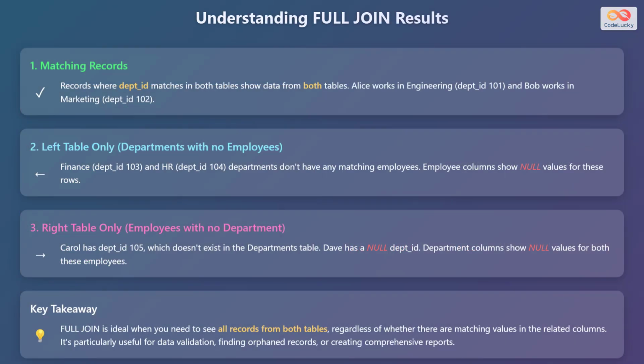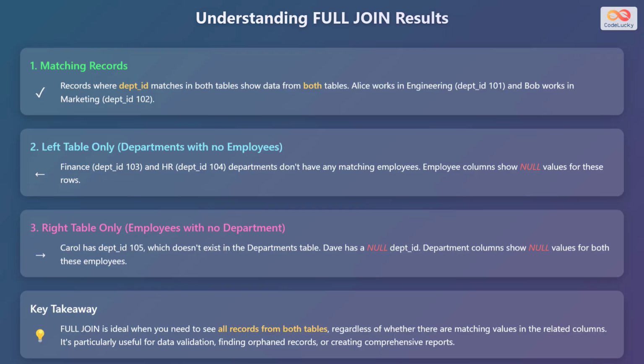Let us understand the full join results. Records where department_ID matches in both tables show data from both tables, for example Alice, who works in engineering, department_ID 101, and Bob, who works in marketing, department_ID 102. Finance, department_ID 103, and HR, department_ID 104 departments don't have any matching employees, so employee columns show null values for these rows. Carol has a department_ID of 105, which does not exist in the departments table, and Dave has a null department_ID. So department columns show null values for both these employees.